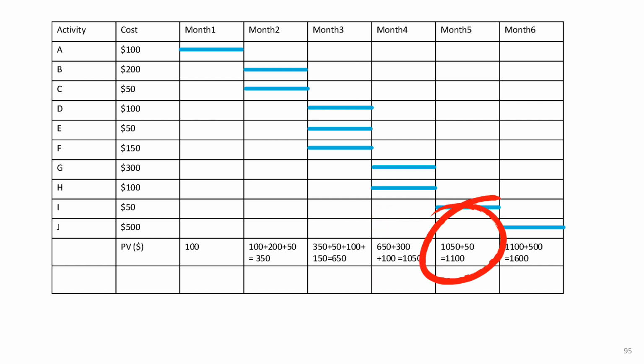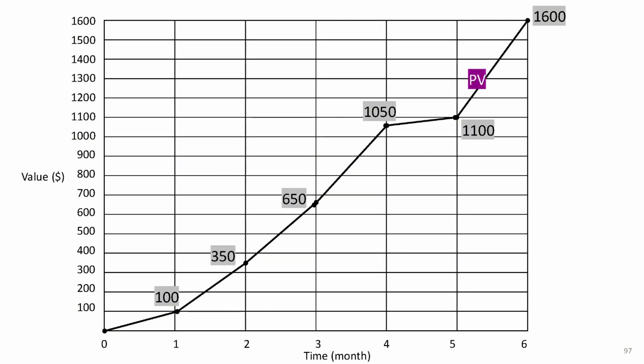In month 5, we add activity I, which contributes another $50. That brings the total PV up to $1,100 by the end of month 5. Finally, in month 6, the last activity, J, is scheduled for completion with a budget of $500. Adding that to our existing total gives us the final cumulative PV of $1,600 by the end of the project. When we plot these PV numbers on the chart, we get the PV curve. It starts at 0 when the project begins and gradually goes up, reaching $1,600 by the end of the project schedule.